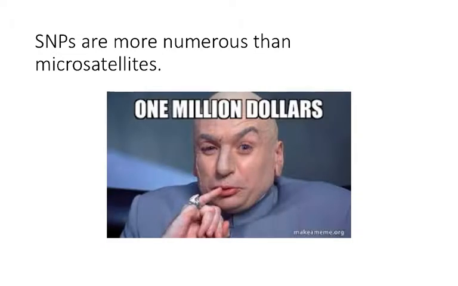However, even though SNPs are less variable than microsatellites, they are much more numerous. For microsatellites, generally there are thousands of them in the genome, whereas SNPs, as you may have guessed from my Austin Powers meme, there are millions of them. So even though SNPs are less variable, they are more numerous throughout the genome. Millions, in fact, millions.